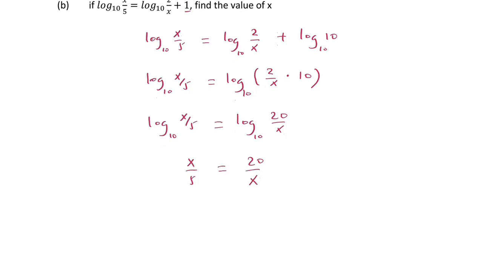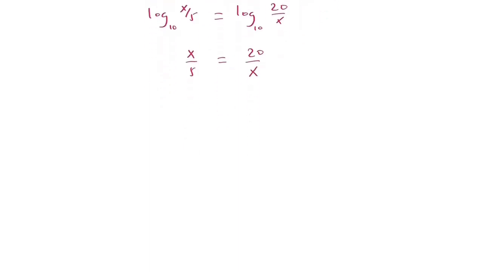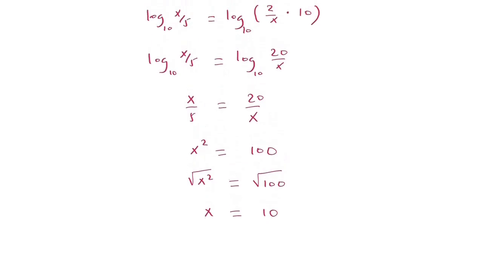Okay, so now we are going to cross multiply these values. Our equation is going to be x squared equals to 100. Applying square root both sides, then our equation is going to be under root x squared equals to under root 100. Simplifying this further, we are having x equals to 10. And this is going to be our answer.